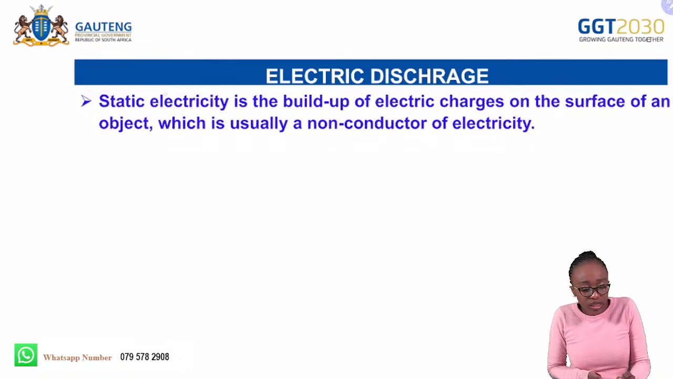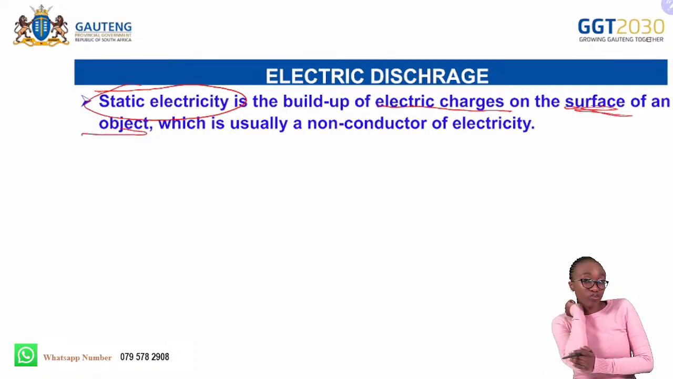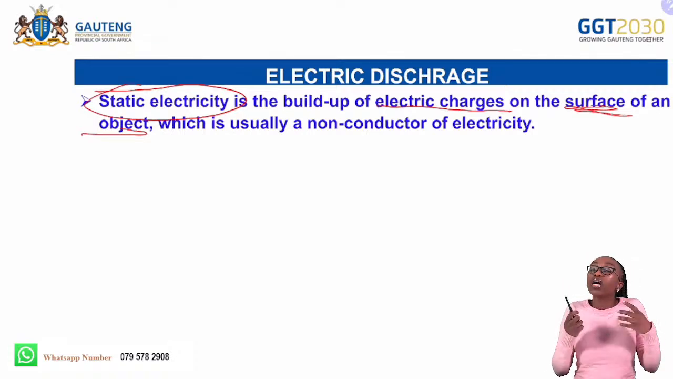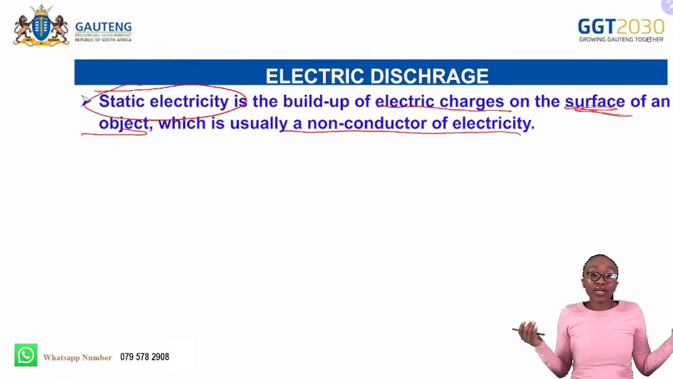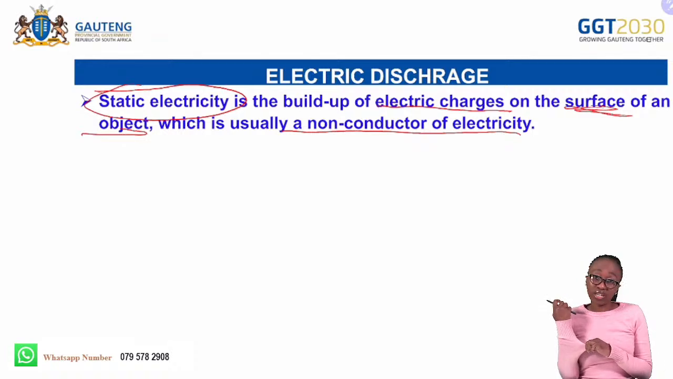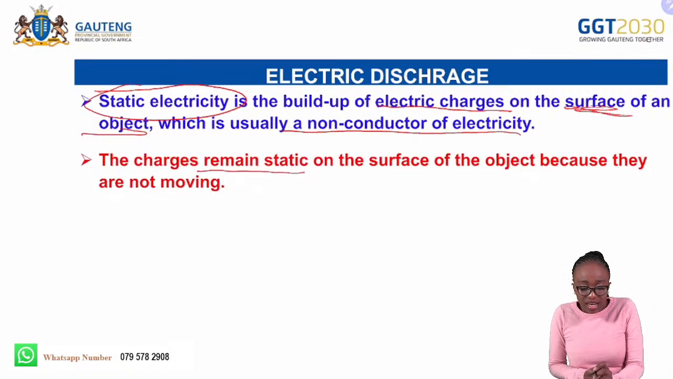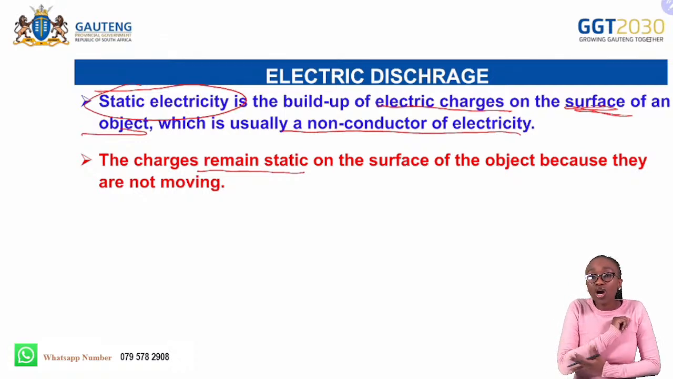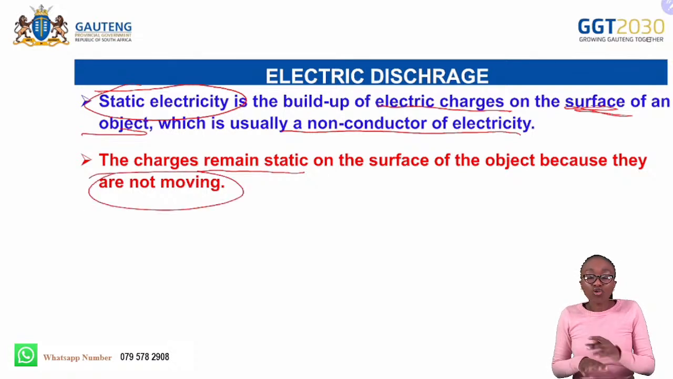So static electricity is the build-up of electric charges on the surface of an object. So it is on the surface. Remember when I talked about the surface of my jersey, we spoke about the ruler and the soft rock. So it is on the surface of an object and usually a non-conductor of electricity. Obviously, my jersey doesn't conduct electricity. Obviously, my pen doesn't conduct electricity. Okay, so now the charges remain static on the surface. So if there's friction and the object becomes charged, the charges remain static on the surface of the object because they are not moving. They are there on the surface.